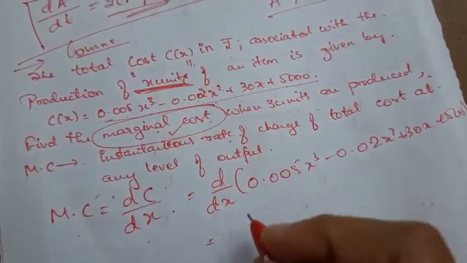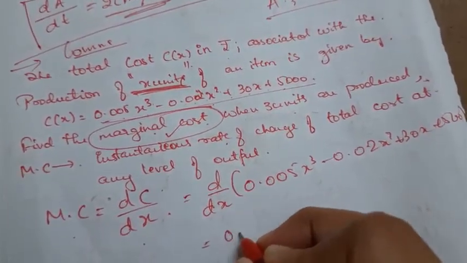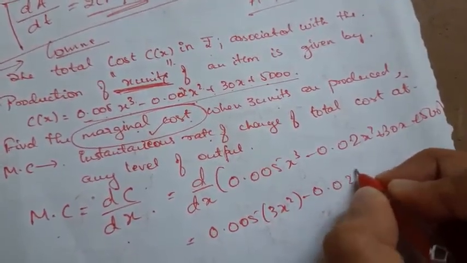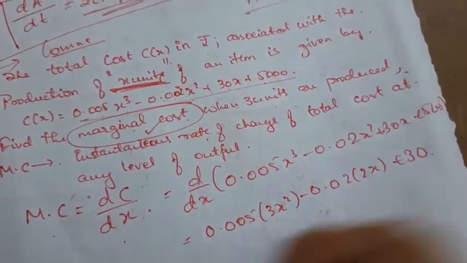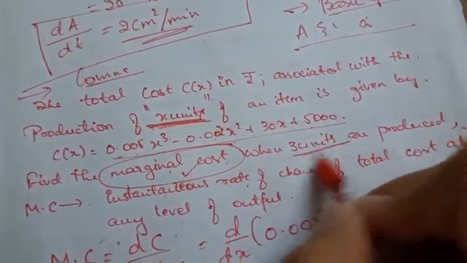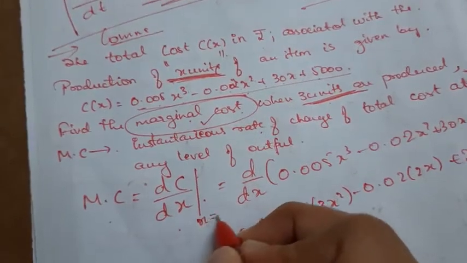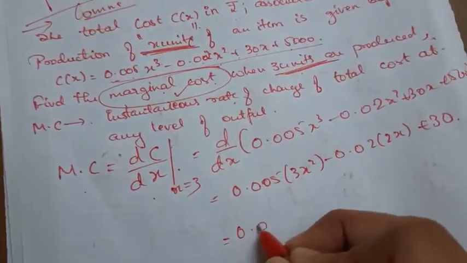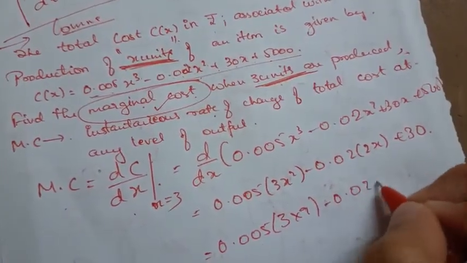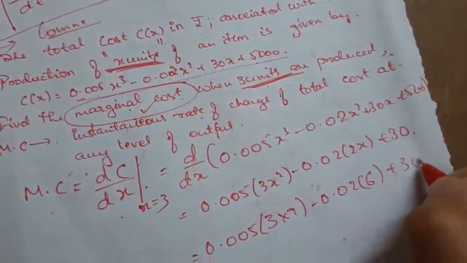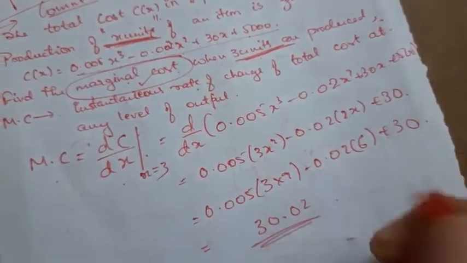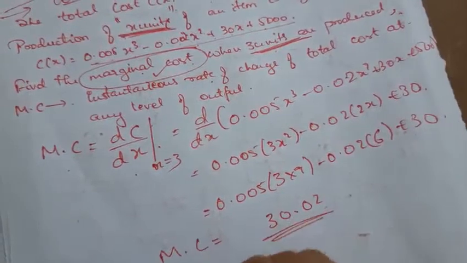If we differentiate this one, what are we going to get? That is nothing but 0.005 into 3x square minus 0.02 into 2x plus 30. So this is what we are going to get. But what they said is we need to find the marginal cost when 3 units are produced. So when x is equal to 3 here. Substitute that one: 0.005 into 3 square, it is 9, minus 0.02 into 3, 2 threes are 6, plus 30. Upon adding all these things, we are going to get approximately 30.02, this is the marginal cost of the given thing.